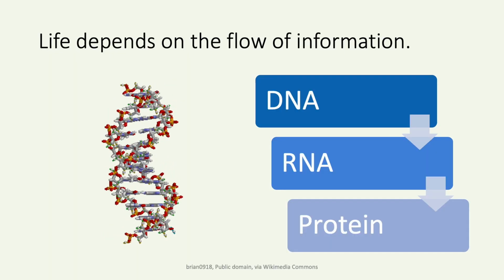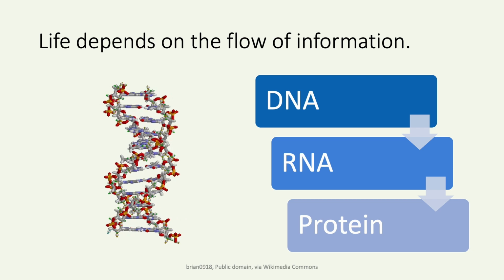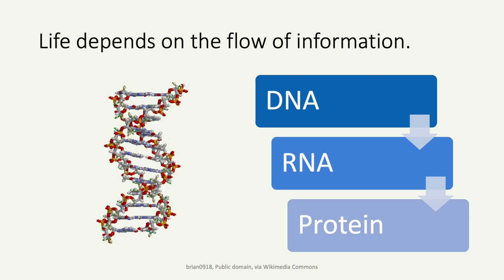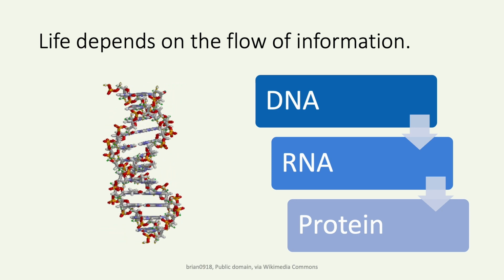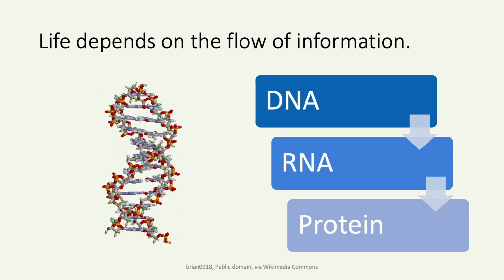Life depends on the flow of information. DNA is responsible for heredity and for programming the activities of a cell by providing the blueprint for proteins. Information from the external and internal environment includes the stimuli, signals, and pathways that regulate body processes and gene expression.